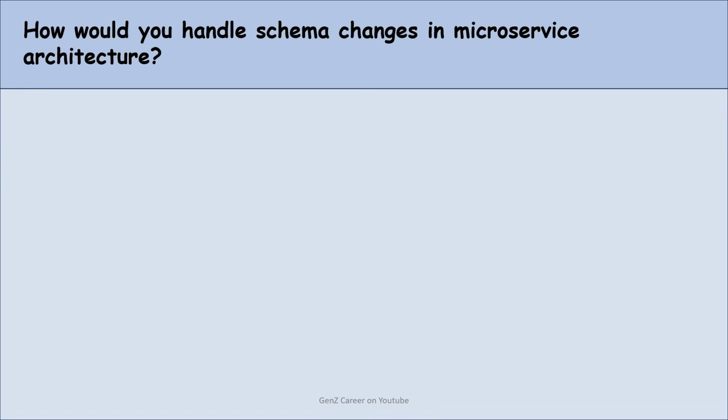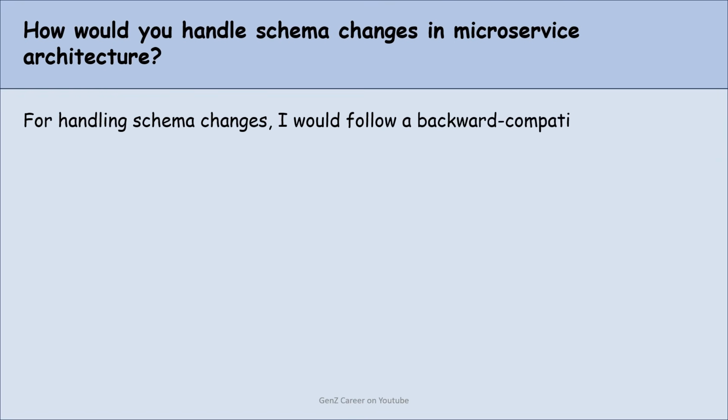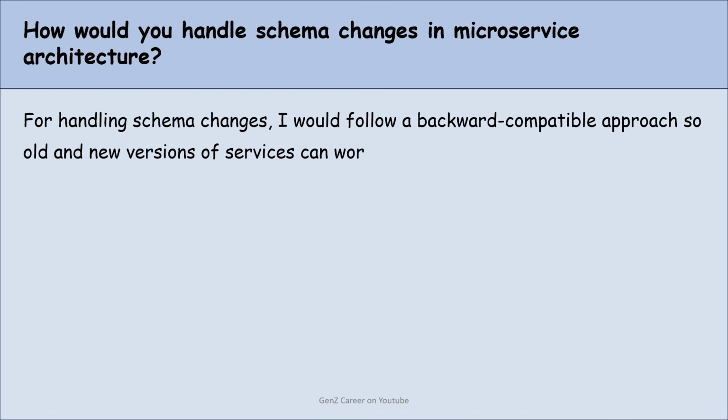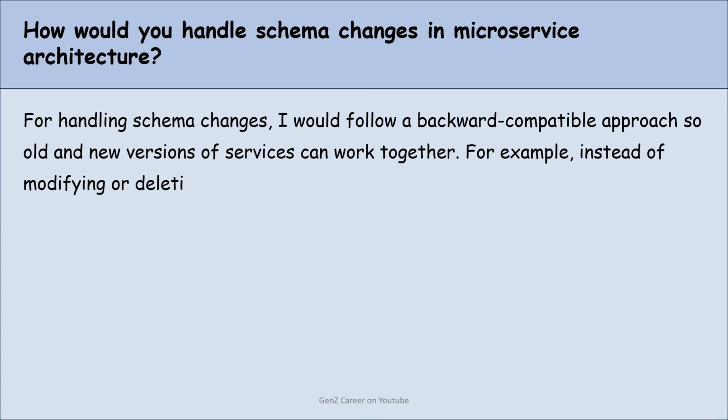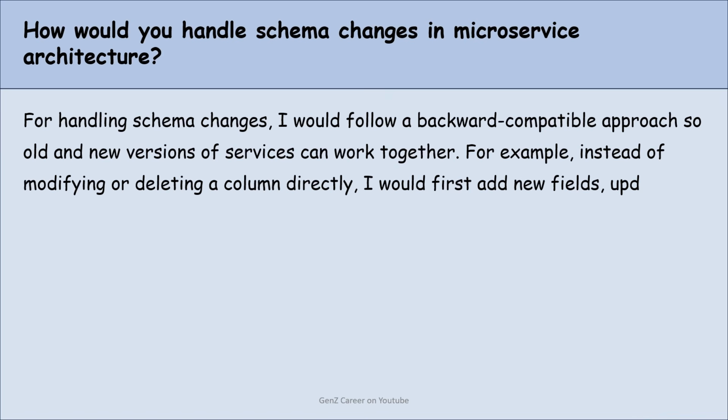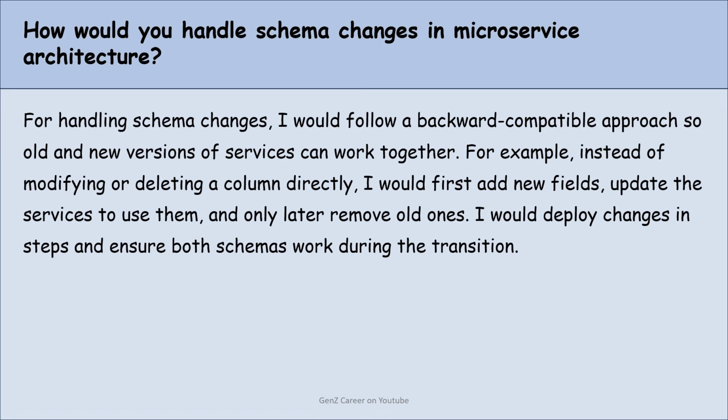And next question is, how would you handle schema changes in microservice architecture? So for handling schema changes, I would follow a backward compatible approach so old and new versions of services can work together. For example, instead of modifying or deleting a column directly, I would first add new fields, update the services to use them, and only later remove old ones. I would also deploy the changes in steps and ensure both schemas work during the transition. Are you getting my point?